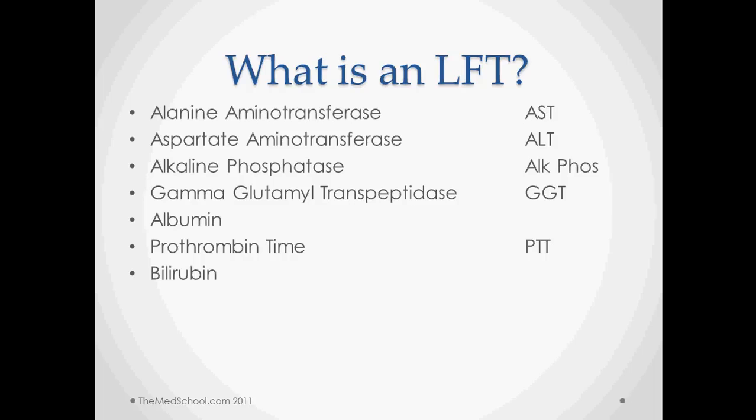AST is generally elevated more in alcoholic disease, and ALT is generally elevated more in viral hepatitis. So we'll talk a little bit more about the different etiologies here.